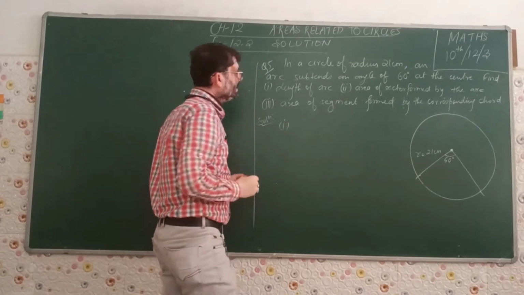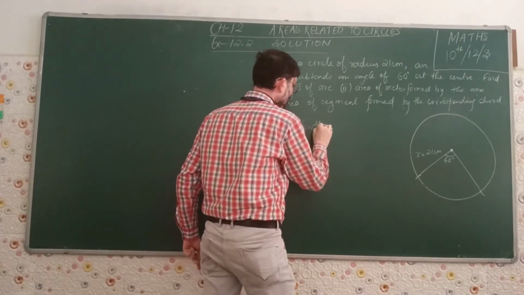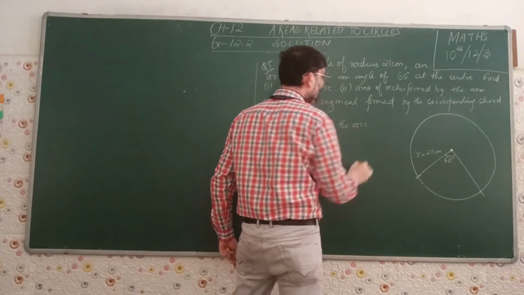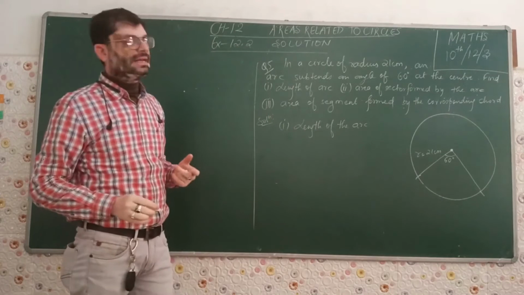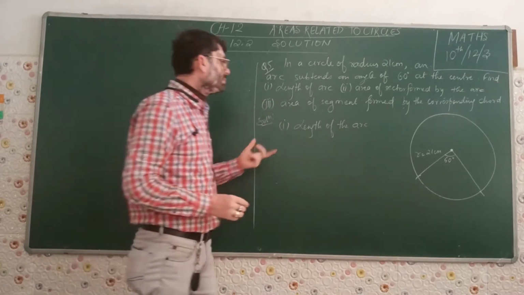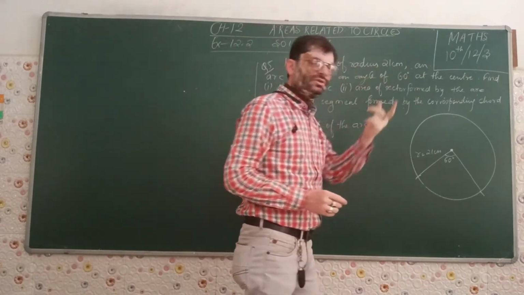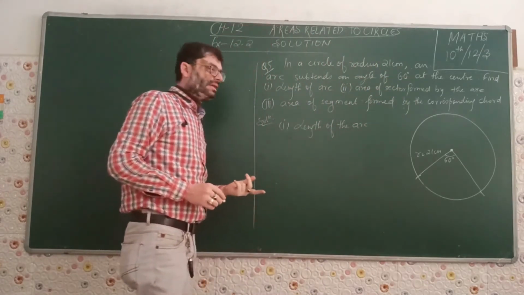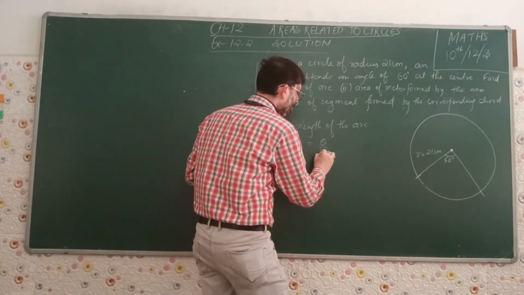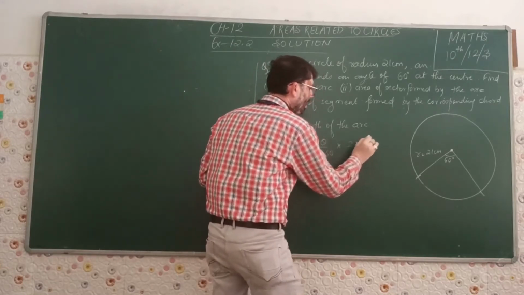We need to find the length of the arc. We are given the formula, and we have written it in the earlier case also, that when we say arc, it is always a minor arc. But here it is clearly mentioned that the arc is extending an angle of 60 degrees, so it is naturally a minor arc. So the length of the arc is given by theta by 360 into 2 pi r.